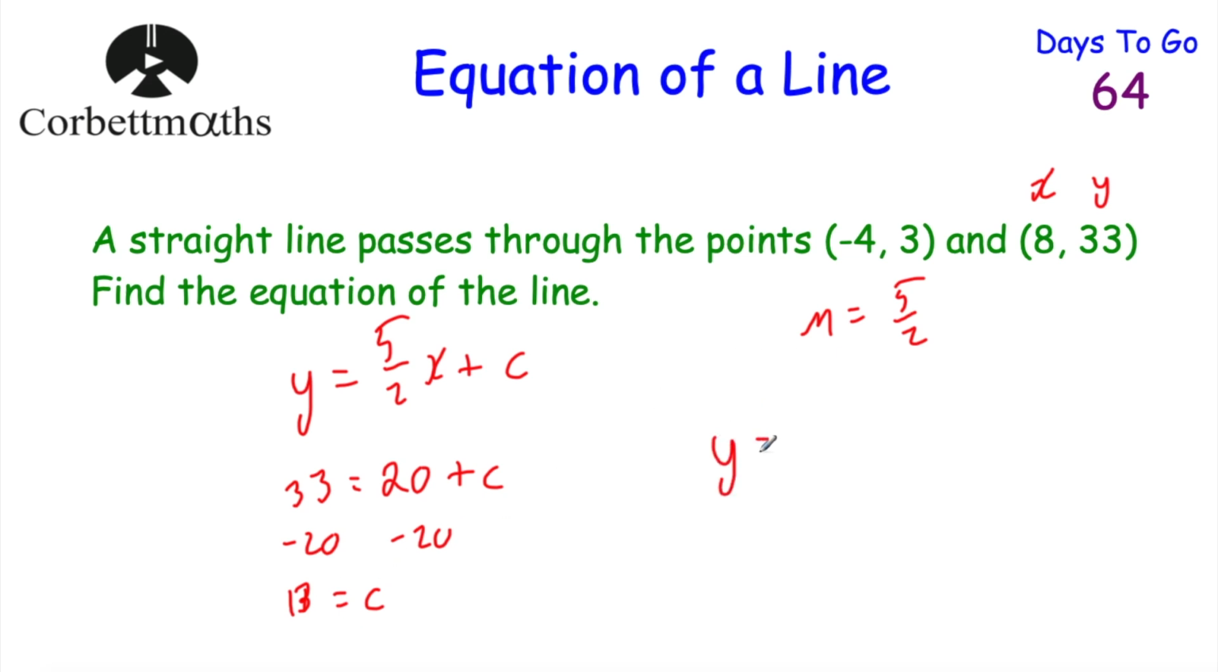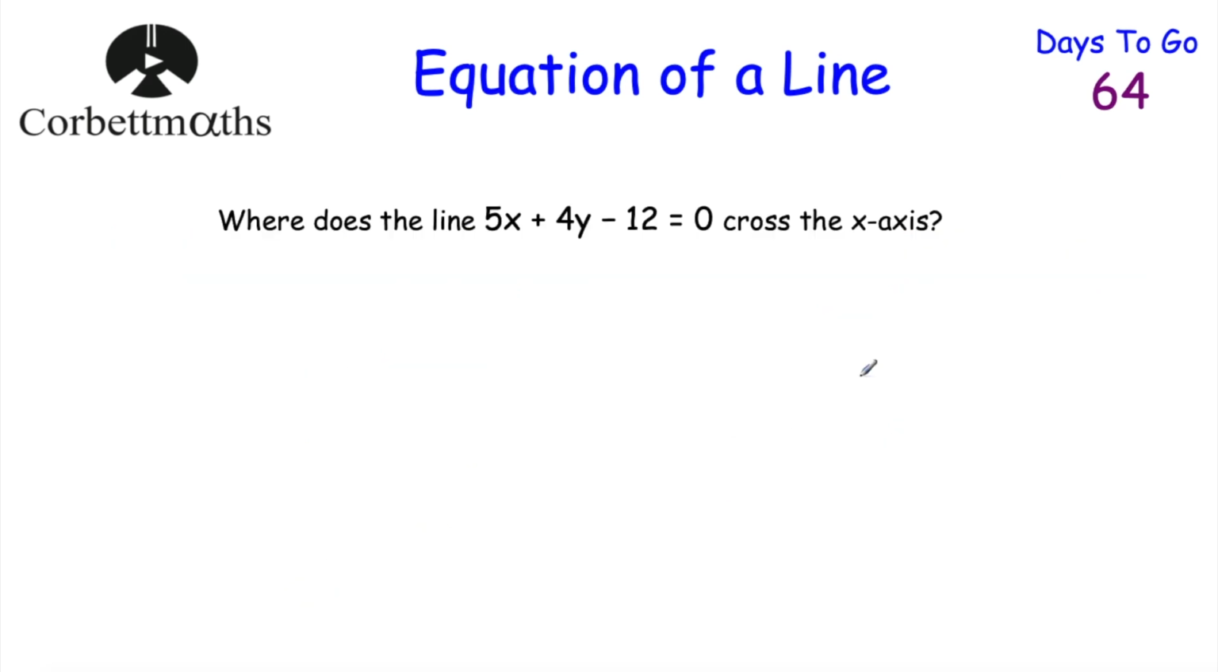So the equation of our line is y equals 5 over 2x plus 13. And that's it. Or if you wrote y equals 2.5x plus 13, that's right as well. And that's it. So well done. Okay, let's have a look at our next question.